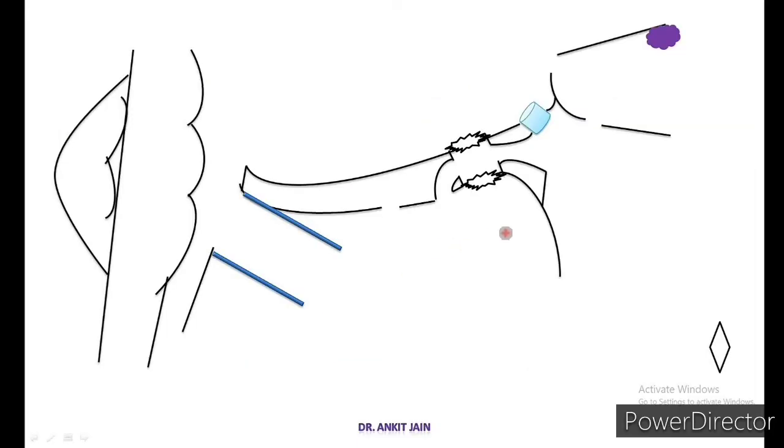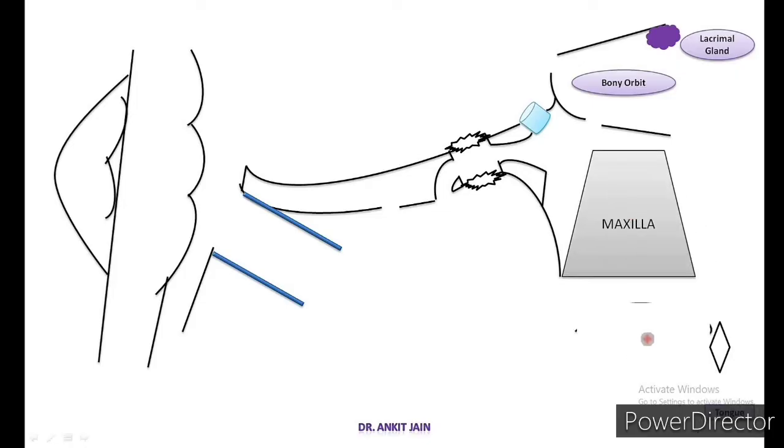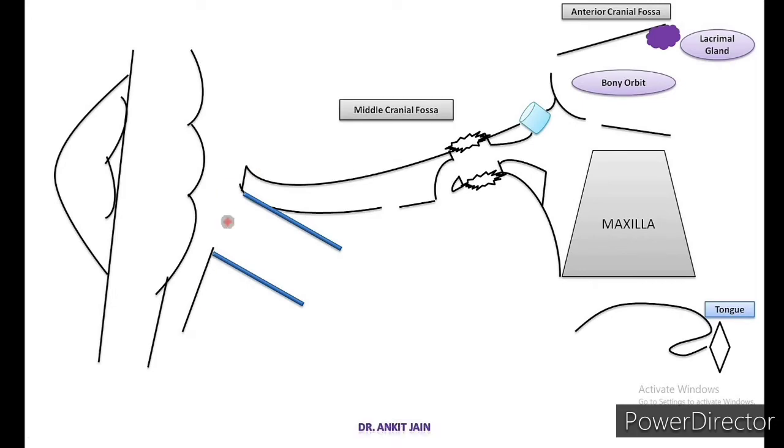Before starting the discussion about these fibers, I want to explain this schematic diagram. In this diagram, here is a bony orbit. In the roof of the bony orbit, the lacrimal gland is present. Below the bony orbit, the maxilla is present, and below the maxilla, the tongue is present. Above the bony orbit, the anterior cranial fossa is present. Here is the middle cranial fossa, and behind this line is the posterior cranial fossa.